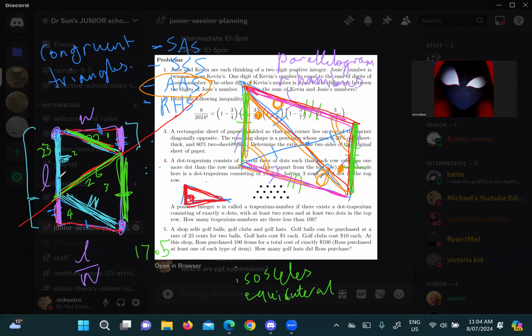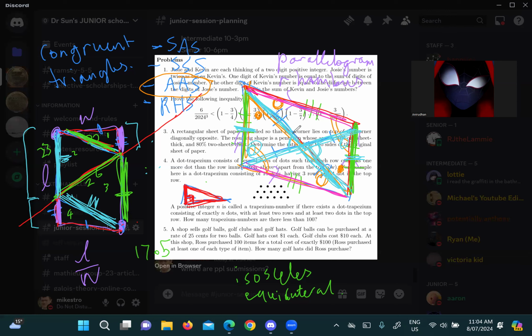Let me just remind you. You know how I said the diagonals of a parallelogram bisect each other? Let me remind you how that's proved. So you have a parallelogram, and I've already proved that the sides are equal, so these sides are equal. And I already proved these angles are equal. And this angle is also equal to this angle.